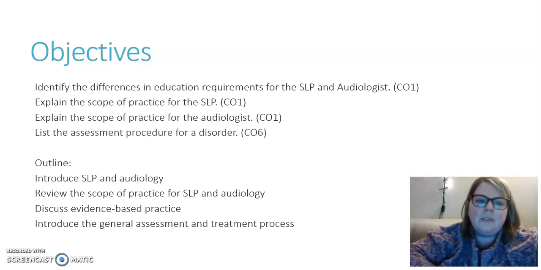So the outline for this module is to introduce the SLP and audiology professions, review the scope of practice for the SLP and audiologists, discuss evidence-based practice, and then we'll introduce just a general assessment and treatment process, and that's something that will apply in a few of the modules in the future.